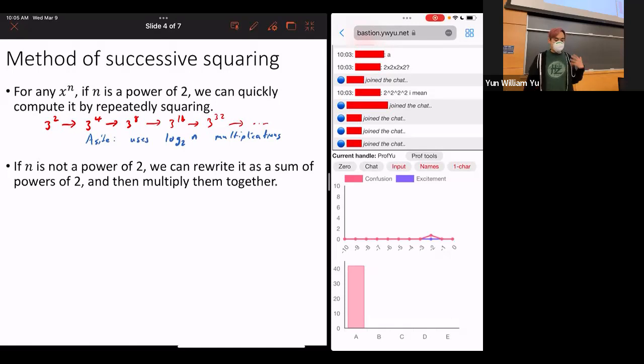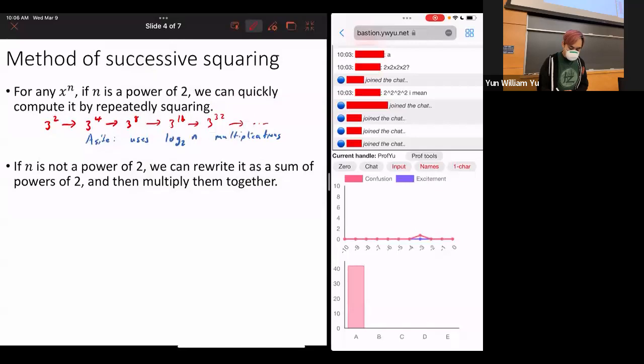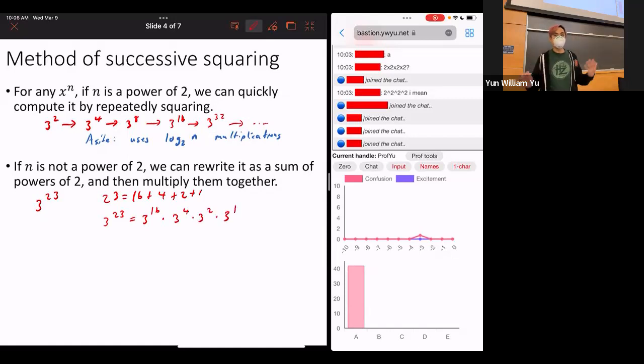But now, if n is not a power of 2, well, one thing you could do is rewrite it as a sum of powers of 2 and then multiply them together. So what do we mean by that? Well, if you had 3 to the 23, you know that 23 is equal to 16 plus 4 plus 2 plus 1. And so therefore, 3 to the 23 is equal to 3 to the 16 times 3 to the 4 times 3 to the 2 times 3 to the 1, right? You just add them together or multiply them together and you have the answer.